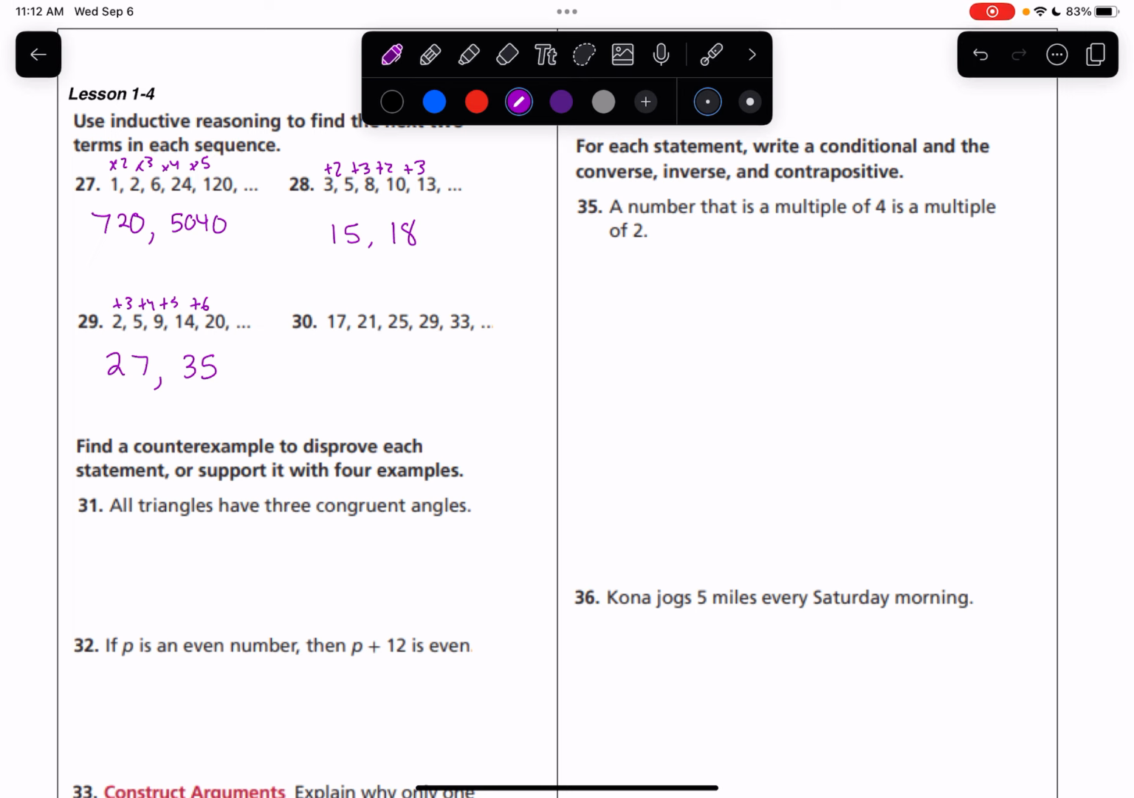Number 30, we've got plus 4, plus 4, plus 4, plus 4. That's simple. We add 4 to get 37 and 4 more to get 41.